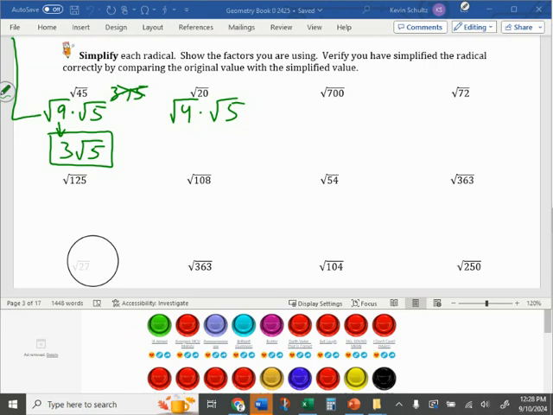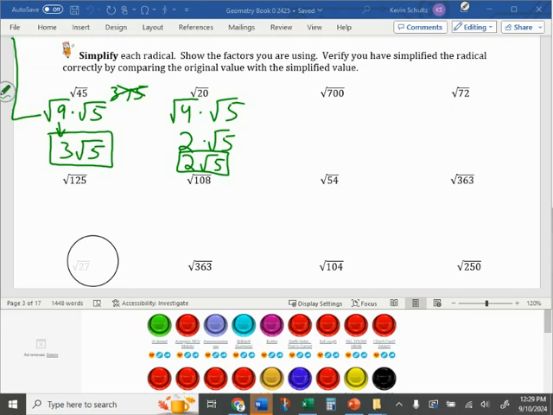The root of 4 is 2, right? That's why we want this perfect square, because we can simplify it. 2 times the root of 5, and that would be your final answer. You wouldn't need to write the multiplication symbol in there. It's understood. You have a number followed by a root that you are multiplying.